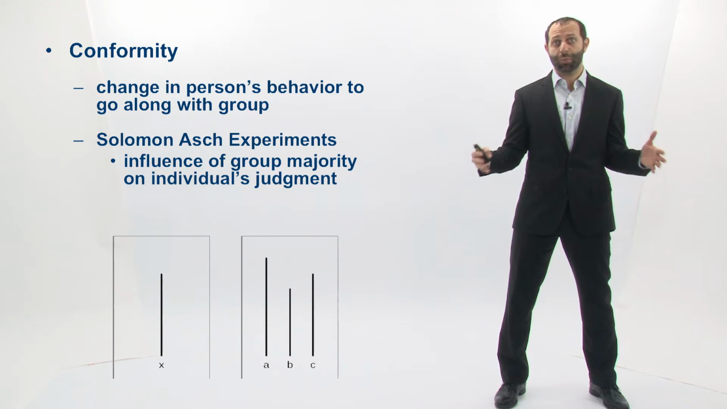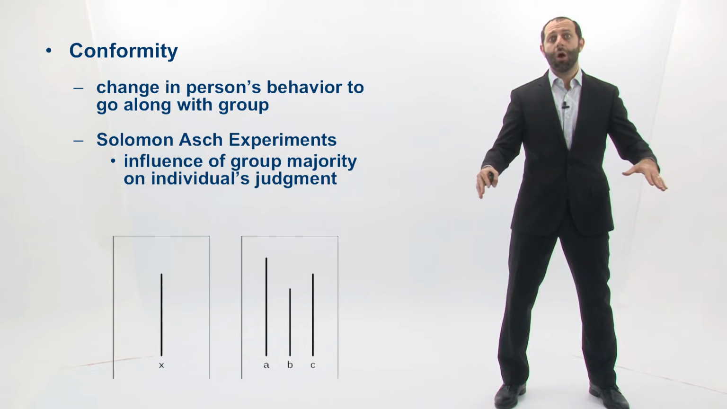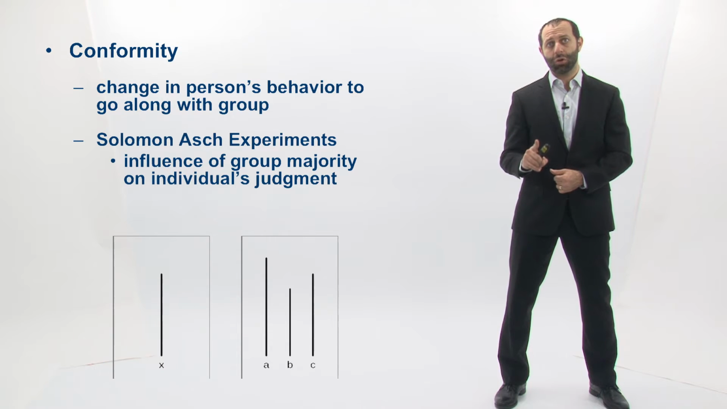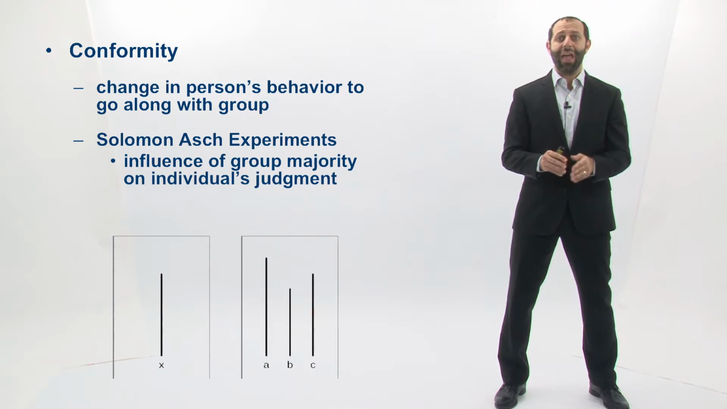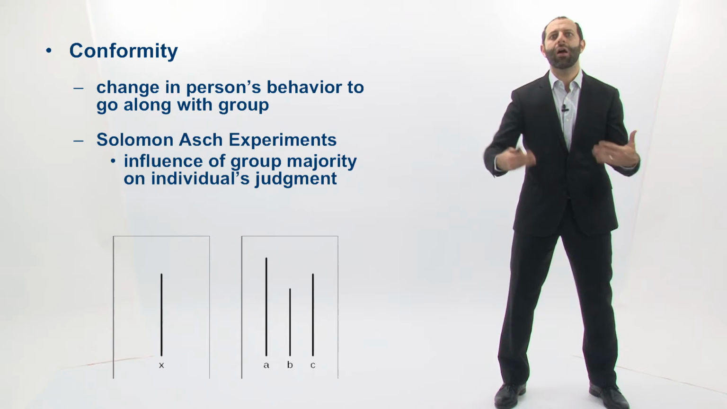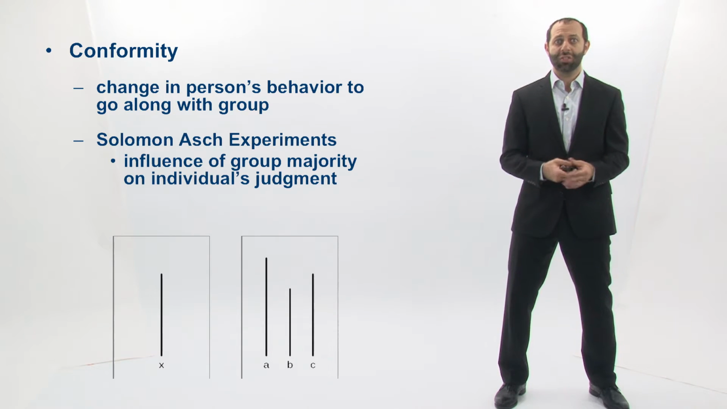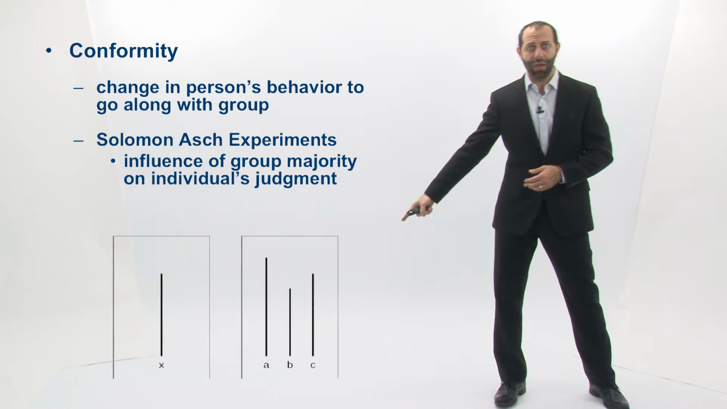So Solomon Asch's research basically lined up a group of supposedly research participants, when in reality, out of the 6 people that were sitting in the research room, only one of them was an actual person being experimented on, a participant, and the 5 others were what we call confederates. They were in on the secret, they were in on the experiment.